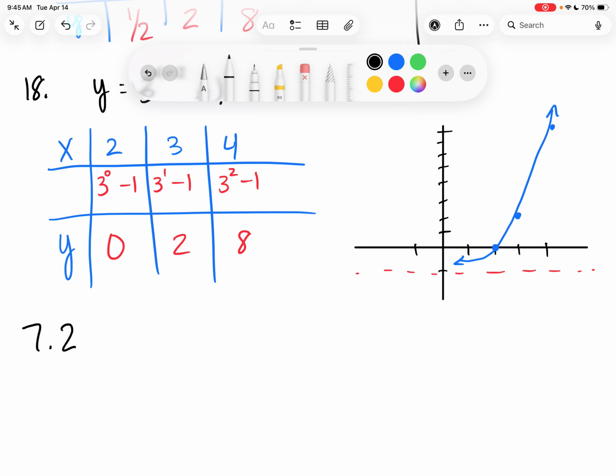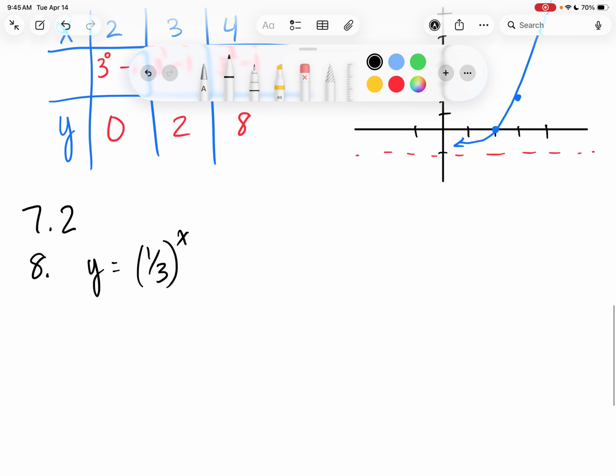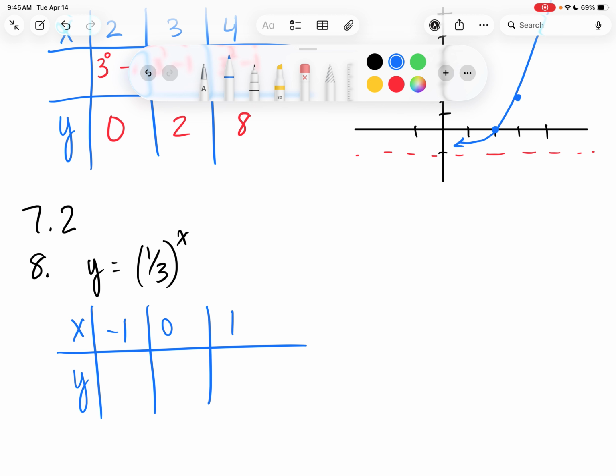Let's look at 8. y equals (1/3) to the x. So back to choosing, or what I would do is -1, 0, and 1. So if I plug in -1 for x, what do I get? 3. If I plug in 0, 1. And plug in 1, 1/3. Yep. So then set up my graph. So now at -1, I'm up at 3. At 0, I'm at 1. And at 1, I'm at 1/3. So this one is obviously decay, going down. And the big thing is just, again, make sure it doesn't technically cross the x-axis. It can get really close, but it can't cross it.